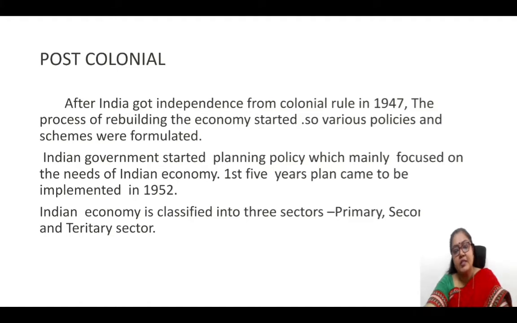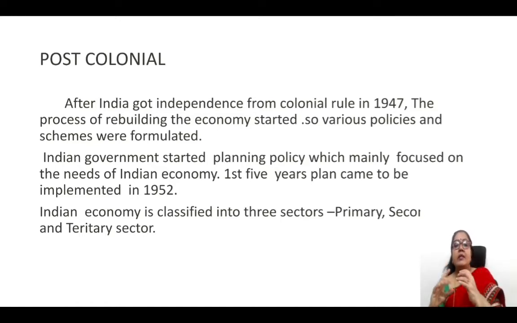There was a lot of process involved because we had to start from scratch, and a lot of issues happened. We know about the partition, the wars that India had to face and all that. So a lot of issues went into the planning policies. We had to look into bringing many new policies, and we had to formulate new schemes to bring about a recovered economy. So we had to push our economy towards recovery.